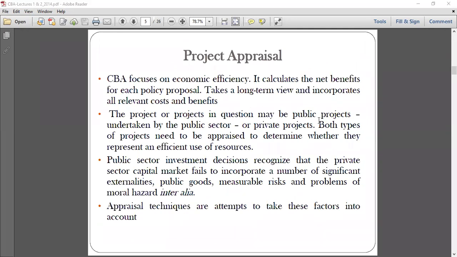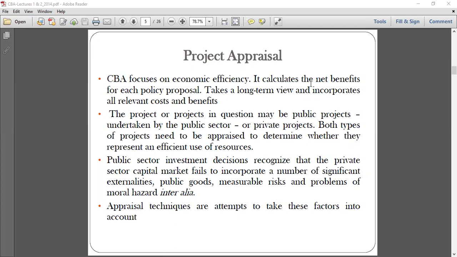Now, cost benefit analysis normally focuses on economic efficiency. So we are just interested in calculating the cost and then the benefit. Then we find the net benefit of whatever project we want to undertake. And because we are talking about the entire society, we don't have to be myopic. We have to think about the future. What are the future costs and the future benefits of the project that we are talking about? It's not just about the benefit and the cost that we incur now.